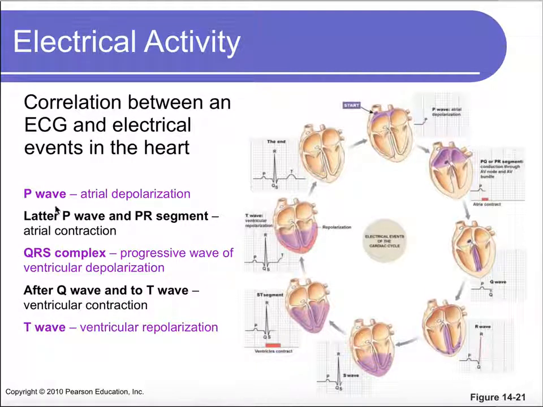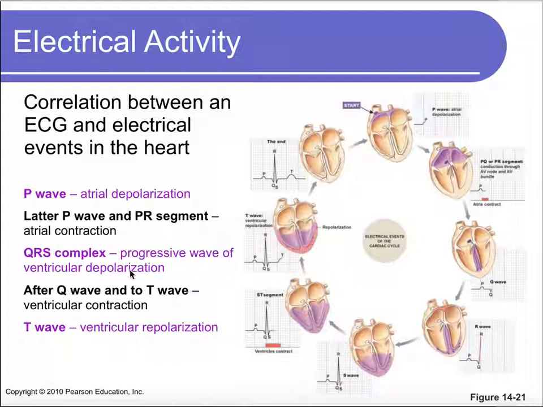So let's go over the P wave. The P wave represents depolarization of the atria. So an easy way to remember it is, it's where your atria are going to contract. The QRS complex represents depolarization of your ventricles. So you can think of it as your ventricles are going to contract. And then the T wave is repolarization of your ventricles. So you can think of that as your ventricles are going to relax.